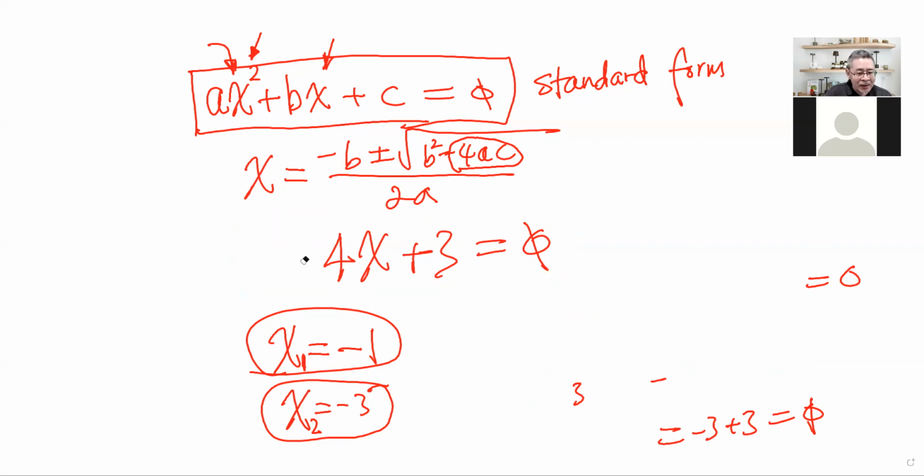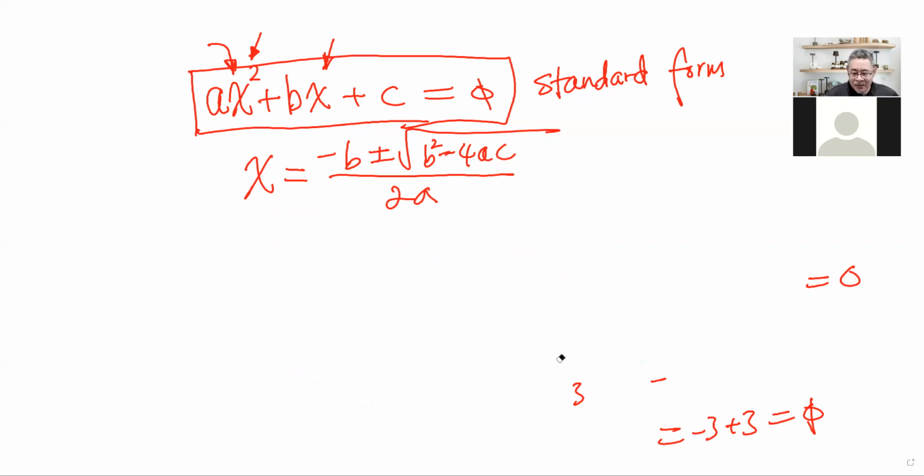Okay. Let's try another one. x squared plus 4x minus 5 equal to 0. Okay, let's try this one.